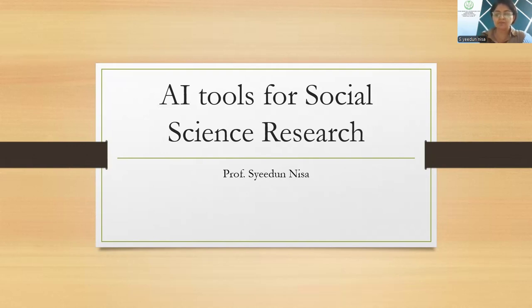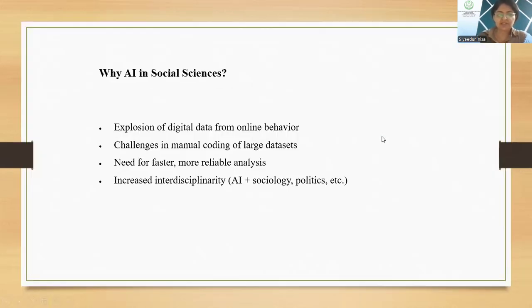So, starting from the first slide, which is why AI is required in social sciences. As we all know, there is an explosion of digital data from online behavior, there are challenges in manual coding of large data sets, and there is a need for faster and more reliable analysis. There is increased interdisciplinary research coming up, like AI and sociology, AI and politics, etc. So that is the reason there is a need for AI tools for social science research also.